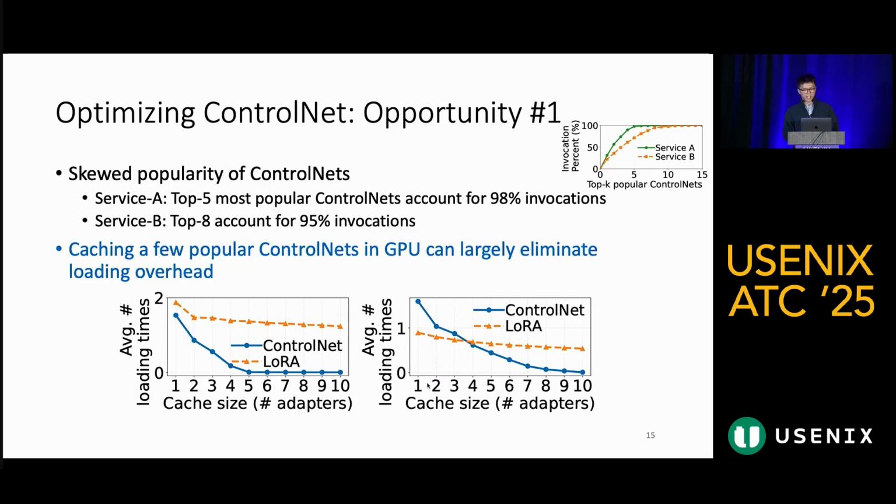So first, Katz has a ControlNet-as-a-Service design. According to the production trace, we found that there is a severe skewness in the access frequency of ControlNets. The top 5 popular ControlNets can account for over 98% of the total usage. Therefore, caching a small number of popular ControlNets can eliminate the loading overhead, which is shown in our figure.